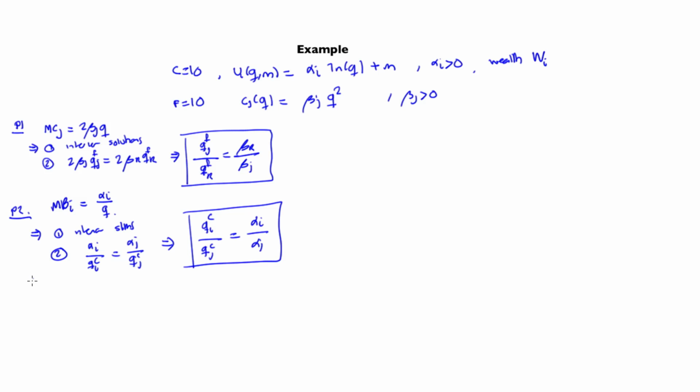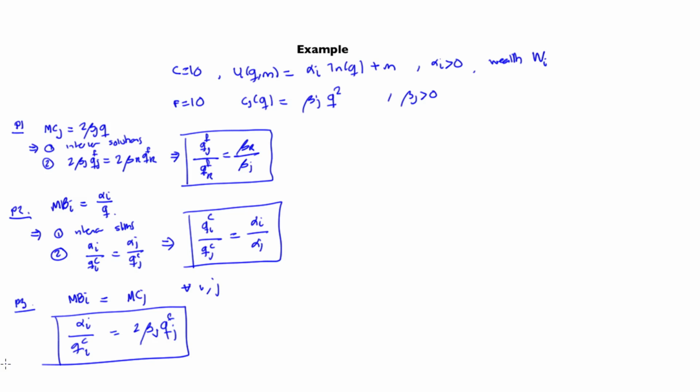the good q. Now the third property is going to tell us, we know that we are at an interior allocation, so that marginal benefit of i has to be equal to marginal cost of j for all i and j. And if we substitute, we can do it for any i and j, but for example, let's do it for any firm j. Alpha_i divided by q_i^C has to be equal to 2 beta_j q_j^F. That is going to hold for any pair of consumers and firms. So now we have derived the properties that have to be satisfied, but we are not quite done computing what exactly is the Pareto optimal allocation. We need to do that next.